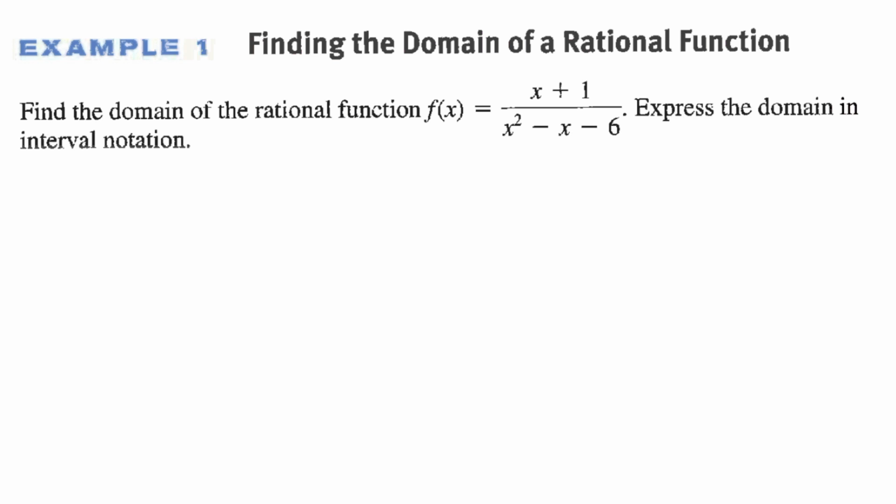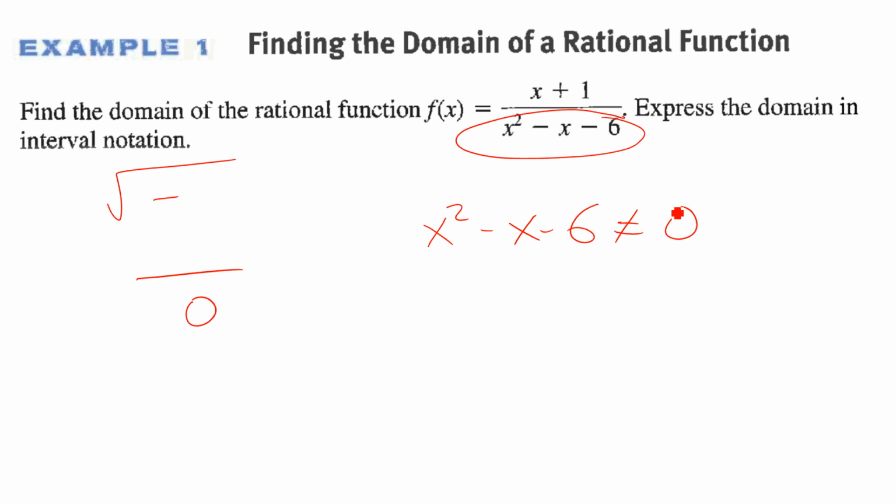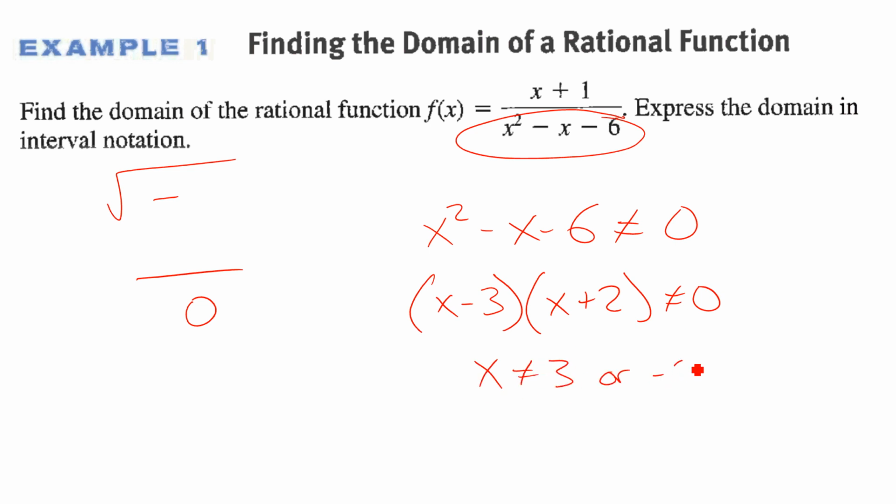So the first thing we are going to do in this section is figure out the domain of these rational functions. Remember, the two rules of domains are you cannot square root a negative and you cannot divide by 0. In rational functions, we do have division because we have a denominator. So we're going to say that the denominator cannot equal 0. In this situation, we need to factor. What multiplies to negative 6 and adds to negative 1? Negative 3 and positive 2 cannot be 0. So x cannot be 3 or negative 2.